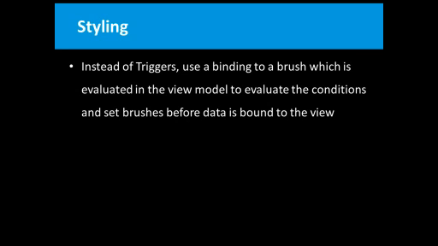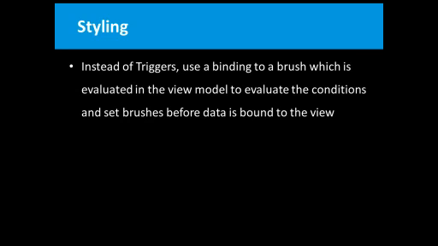Very often developers use triggers, and they bind to different properties of an object in a cell to find out what kind of coloring they need to use for that cell. The problem is that for each of these triggers, you're having a separate binding, and bindings are slow in WPF.